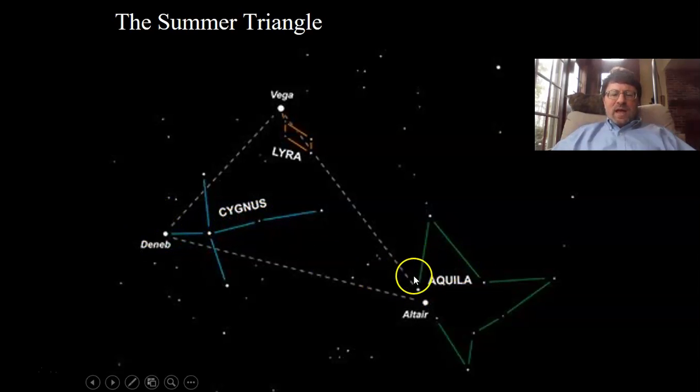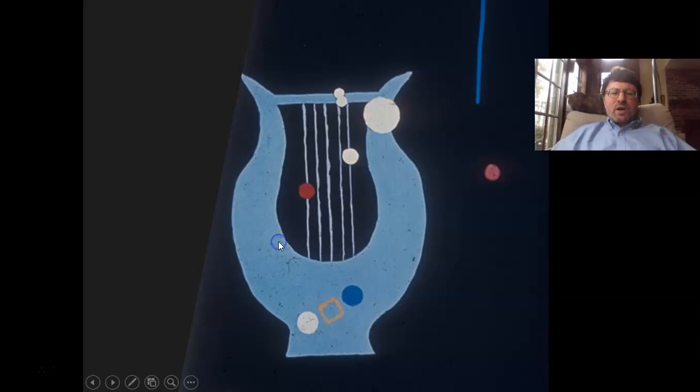And then finally, we have Aquila the Eagle. And Altair is the brightest star in Aquila the Eagle. And together, Altair and Vega and Deneb make up the summer triangle. So this is which constellation? Say it. Lyra the Harp. You can also say Lyra the Harp if you want.